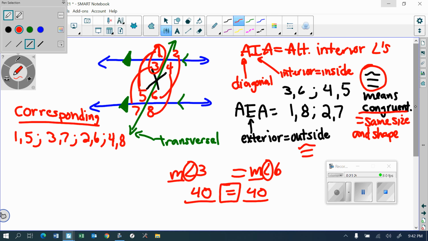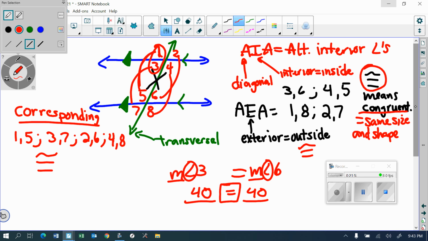The other characteristic is they're on the same side of the transversal. Notice they are not alternate. None of these are diagonal across the transversal. They're on the same side of the transversal. You've got to know that. So 1 and 5 are on the same side, 3 and 7 are on the same side, 2 and 6 are on the right side of the transversal, 4 and 8 are on the right side of the transversal. One's an exterior, one's an interior, and they are not adjacent. Know that. So what's true about all corresponding angles? They are also all congruent, meaning they're equal in measure as well.